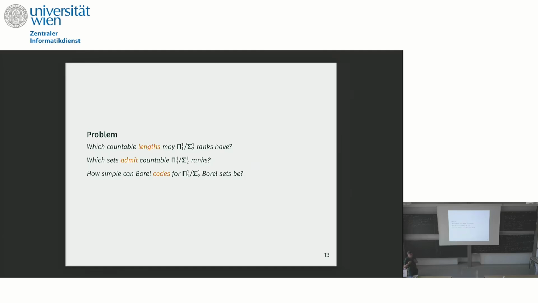This is very easy for pi11, but becomes more complicated for sigma12. And then there's a related question. I'll explain how simple are Borel codes for pi11 and sigma12 sets. What I mean is, these are lightface classes. You could have a pi11 set defined without parameters that happens to be Borel, right? And then you know it's Borel. Let's say it's delta 0 alpha, and in addition, you know that it's also pi11 without parameter. Does this tell you something about the Borel code?